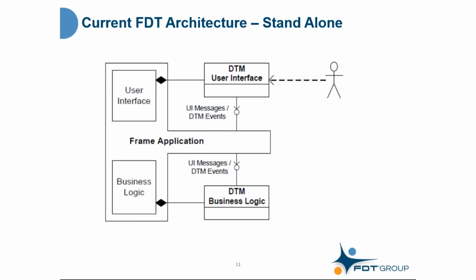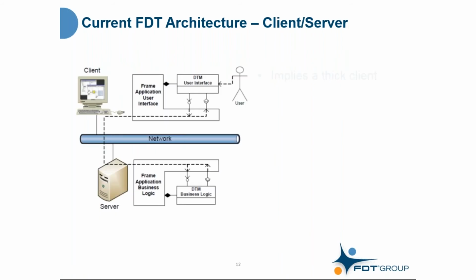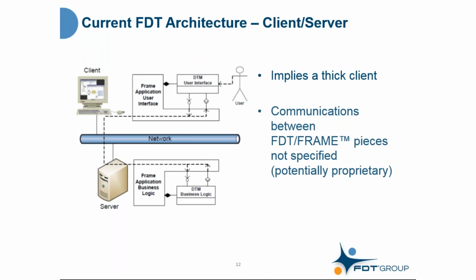Here's a brief introduction to FITS. If you look at our current standard, the FDT 2 and soon 2.1 standard, you'll see that the DTM has two parts. On the bottom is the business logic, and on the upper part is the user interface. These two components in the DTM communicate through the frame application. The standard also supports a client-server architecture. In this version, it implies a thick client. So the client you see at the top of the diagram is a Microsoft-based client. It contains part of the frame and then the DTM user interface. That's serviced by a common server on the bottom, which has the other part of the frame application and the business logic of the DTM.